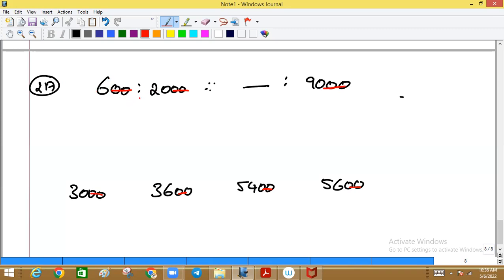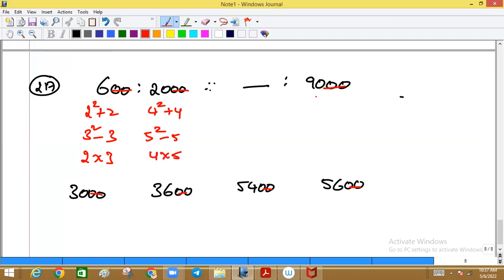Is there any possibility with respect to squares and cubes? Yes. How can I write 6? 2 square plus 2. Or I can write 3 square minus 3. I said yesterday it is in the format of n square plus n. Obviously, I can write n into n plus 1. So I can write 2 into 3 also. Similarly, 20. How can I write 20? In terms of n square plus n, 4 square plus 4. In terms of n square minus n, 5 square minus 5. In terms of n into n plus 1, I can write 4 into 5.